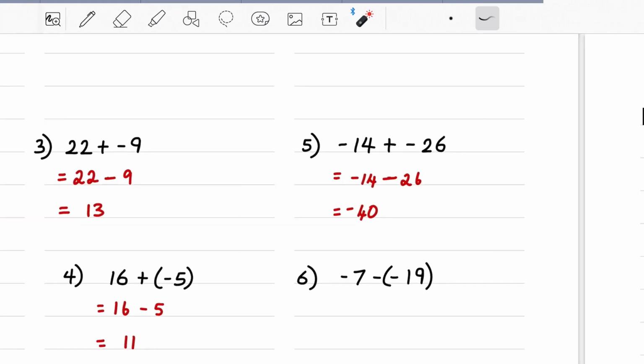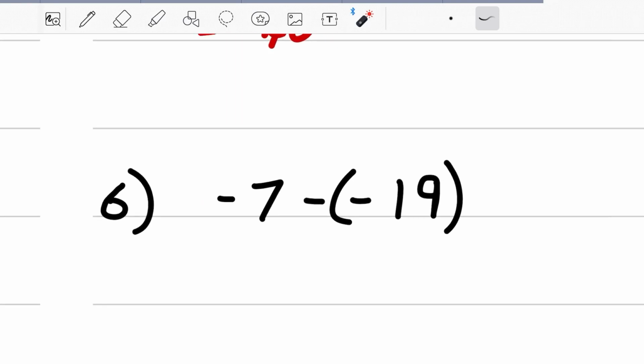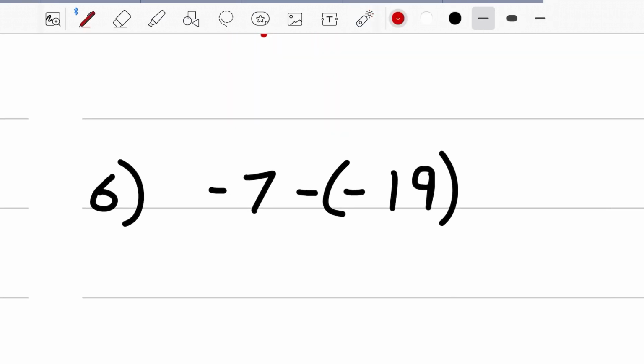Okay, and our last example, example 6. So we have minus 7 minus minus 19. Again, we have a negative sign here, but we're not going to focus on that because now we have two adjacent negative signs that we need to simplify. So we'll rewrite minus 7, but this minus minus here becomes a plus since these signs are the same. So now we have minus 7 plus 19.